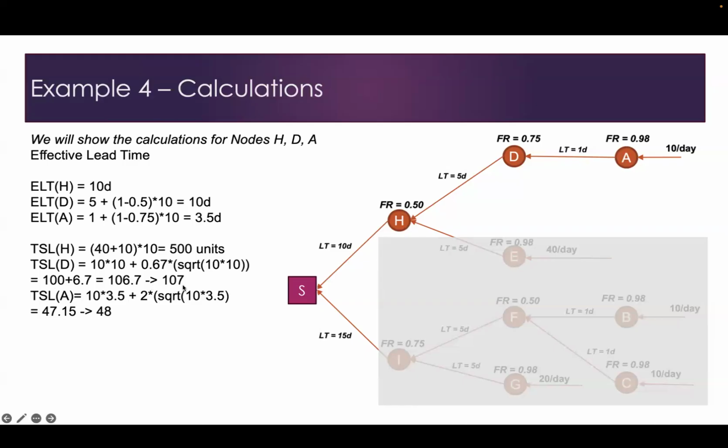I'm going to round it up to 107. And for A, we know the effective lead time is 3.5 days. We know it's a 98% fill rate. So the demand is 10. 10 times 3.5 plus 2 times the square root of 10 times 3.5 comes to about 40. I'm just rounding up. That's the protocol that's typically followed in industry.